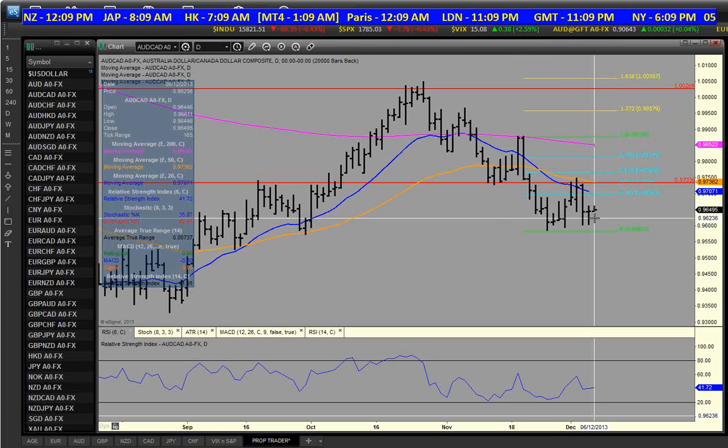The CAD did get some strength overnight, but obviously not strong enough to push this currency pair lower. So it's a matter of sitting. We'll stay out of that thing anyway.